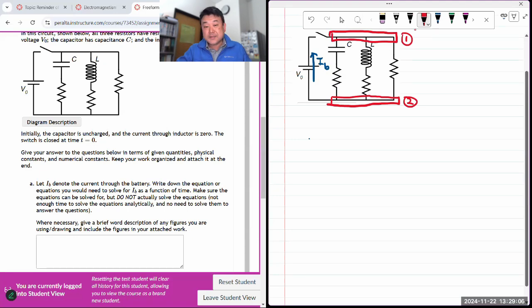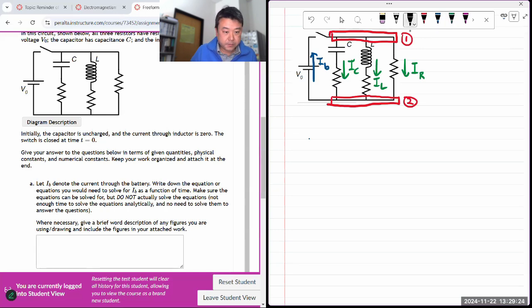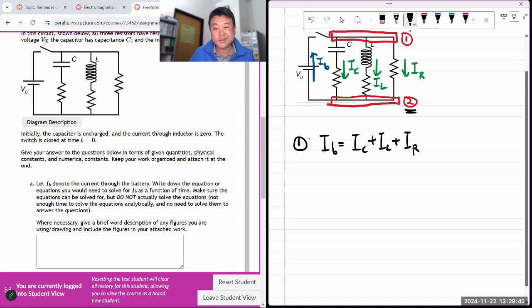And let's just start writing stuff down. So I've got these branches. Let me label this IC, this IL, and this IR. Okay, this is making me think. I've got 4 unknowns. So let's first write down the first equation. Equation 1, let's use junction 1. The incoming current, IB, is equal to the sum of all 3 outgoing currents, IC plus IL plus IR. And if you're tempted to use junction 2, don't, because it will basically give you the same equation, so I have to skip it.